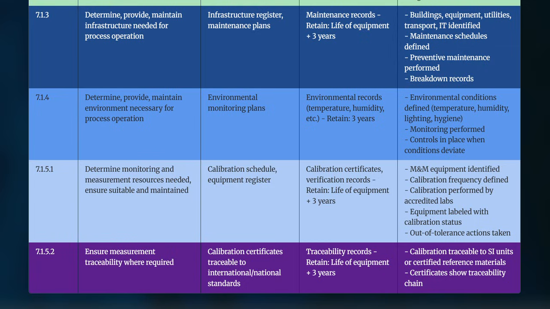Clause 7.1.5.2 requires you to ensure measurement traceability where required, and the documents required: you need to have calibration certificates traceable to international and national standards, and you need to have traceability records and retain those records for the life of the equipment plus 3 years.